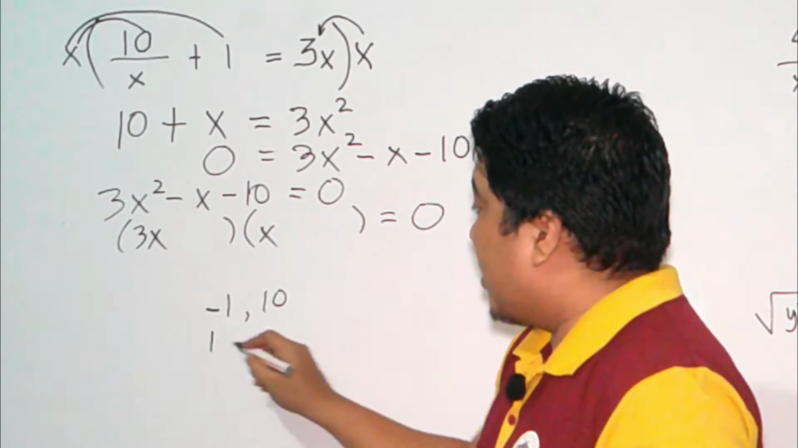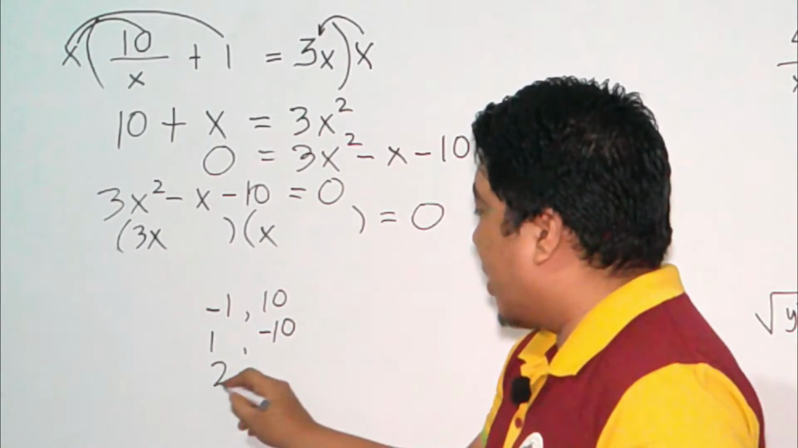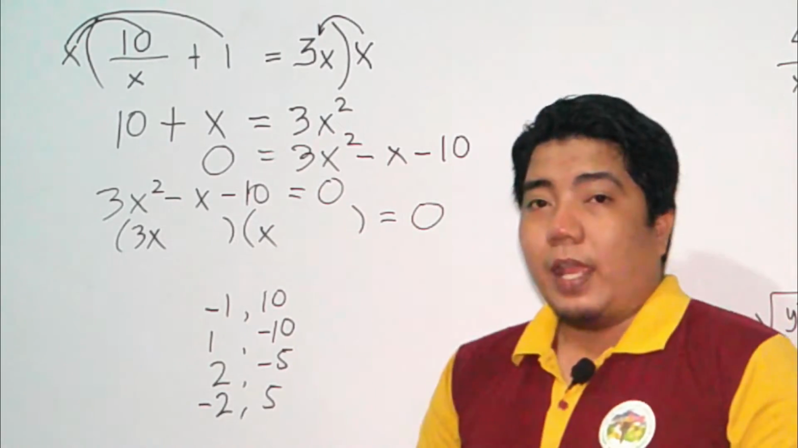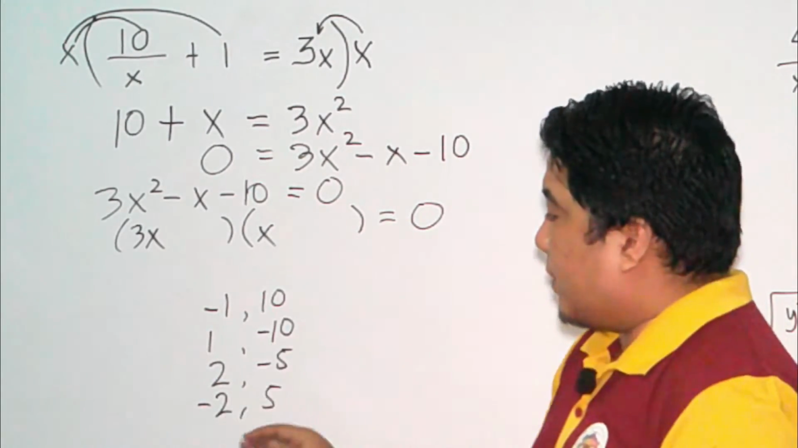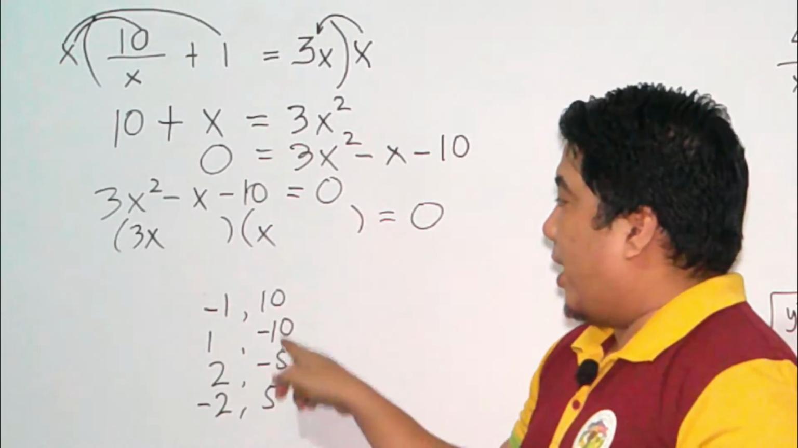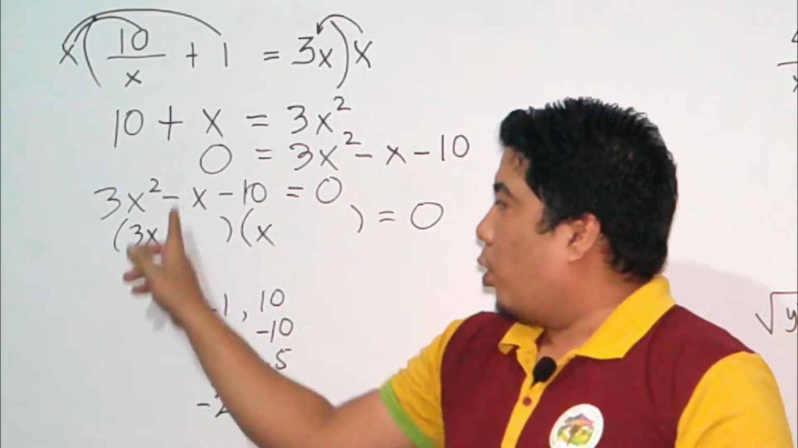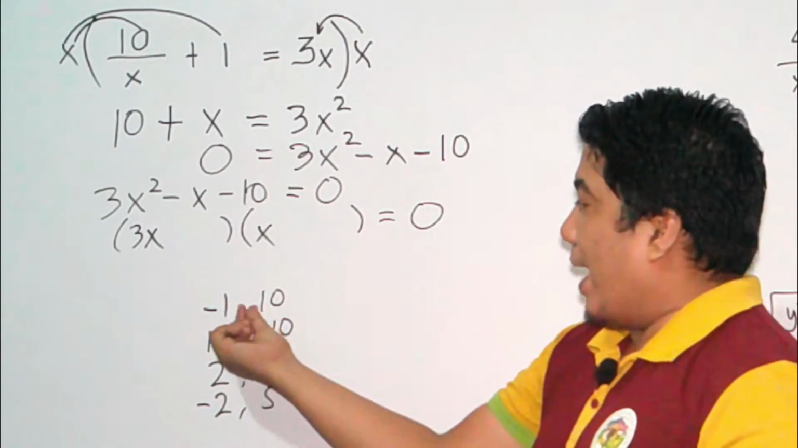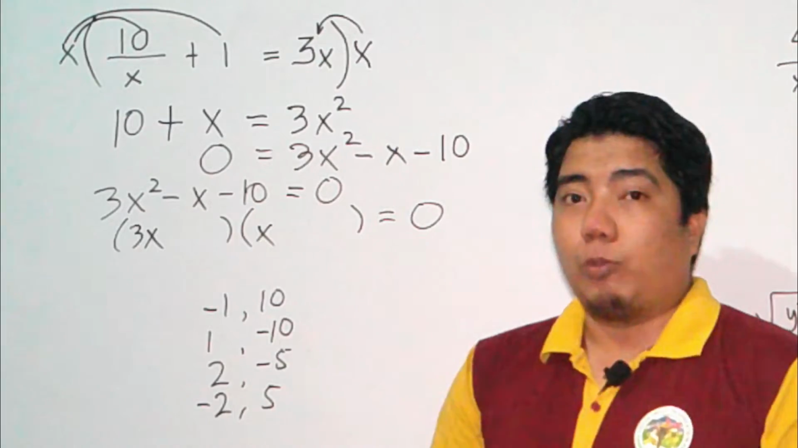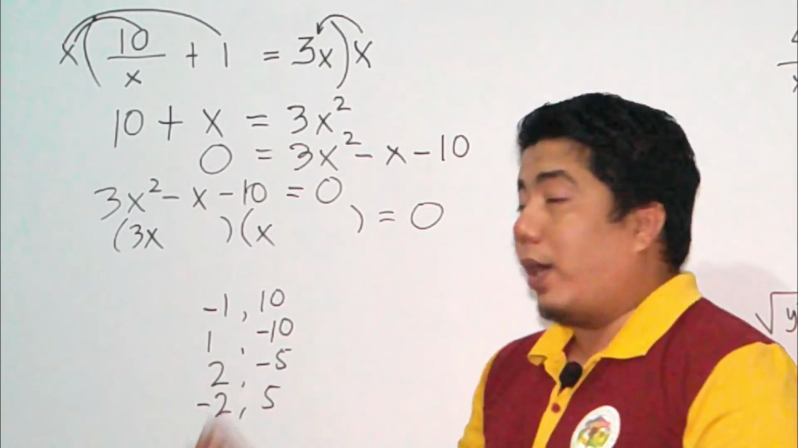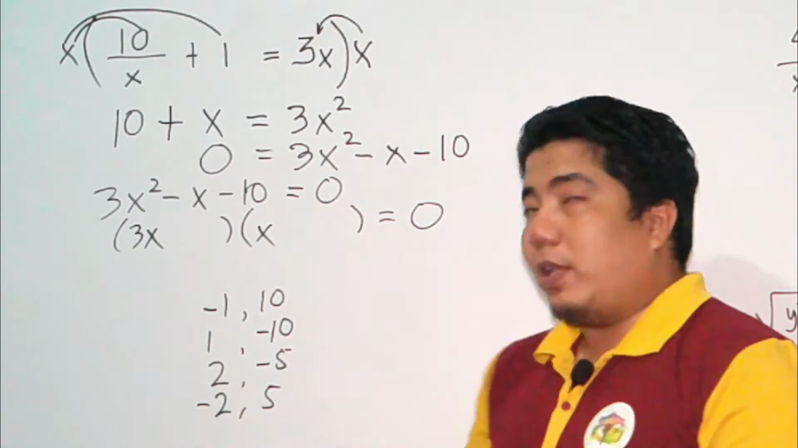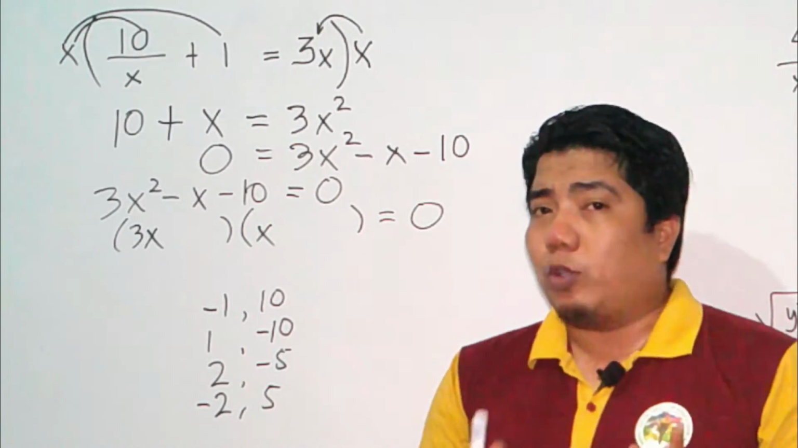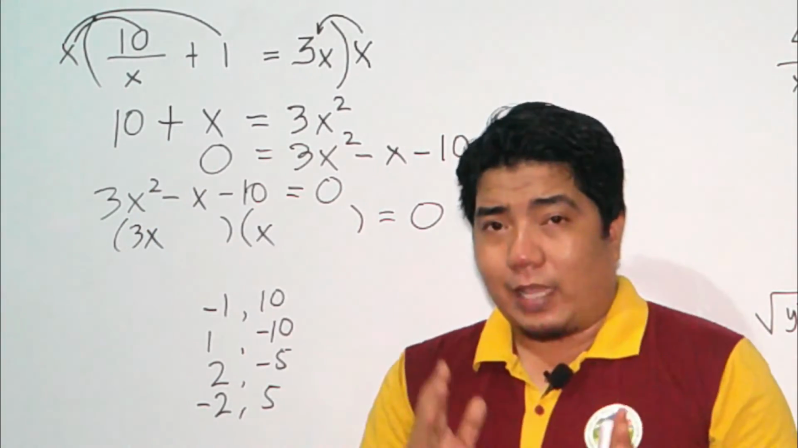Next is positive 1 and negative 10. We have positive 2 and negative 5. We have negative 2 and positive 5. Now, if we try to multiply each of these factors, this will result to negative 10, right? Okay. However, we tend to use the result as negative 1 when we add them. If we add this one, it will result to positive 9. If we add this one, negative 9. If we add this one, we will have negative 3. If we add this one, we will have positive 3. So how do we get to our negative 1?